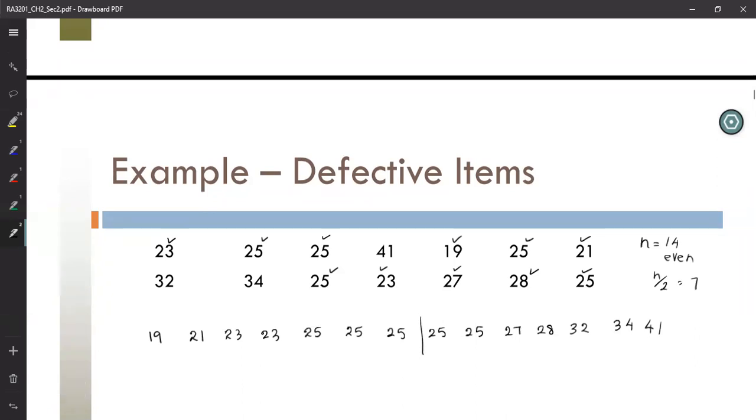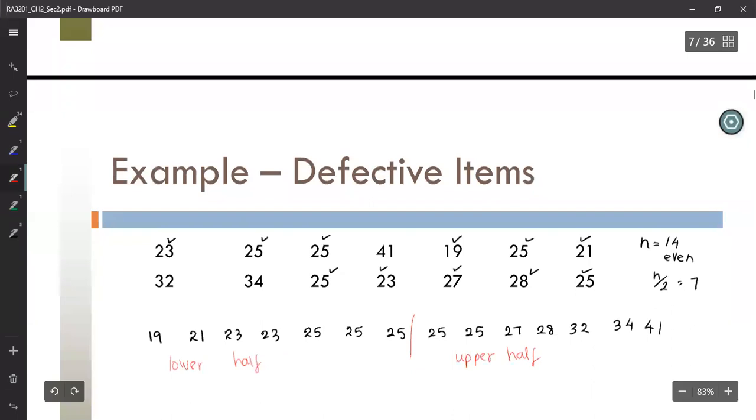So this will be your lower half of the data, and this will be the other way around, the upper half of the data.